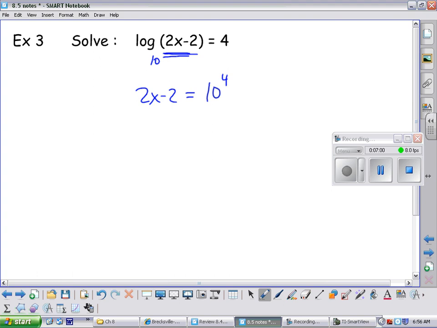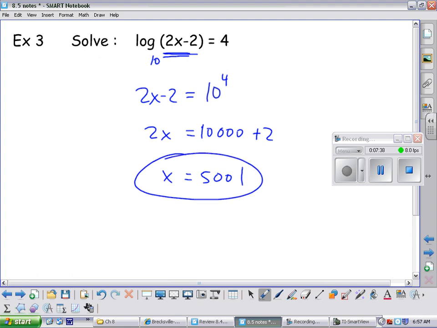So that's the reason we kept working on turning a logarithm into an exponential, because you need to recognize it in this setting. And again, there are variables in there, so you can't just rely on your calculator. So now we've got 2x minus 2 equals 10 to the fourth. So 2x equals 10 to the fourth, which is 10,000, plus 2, and divide that out, and you get x equals 5001.